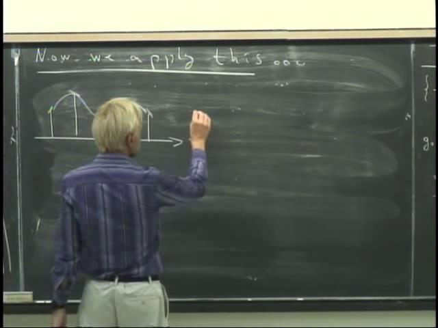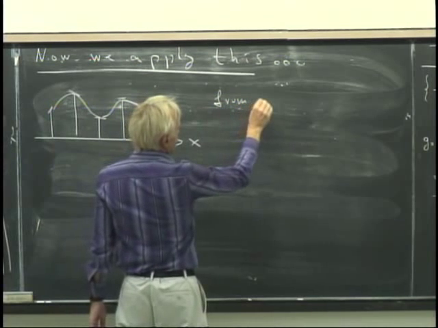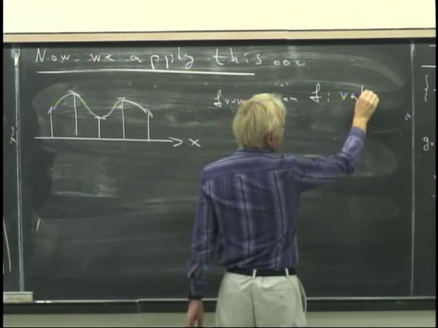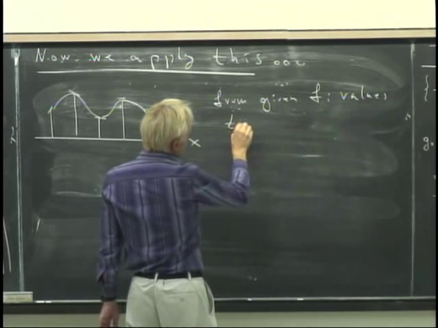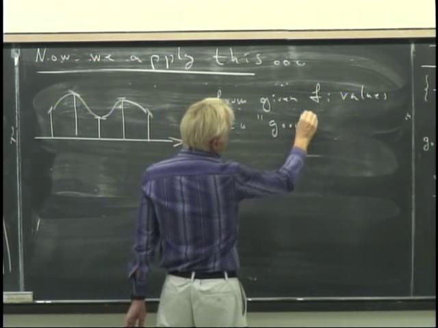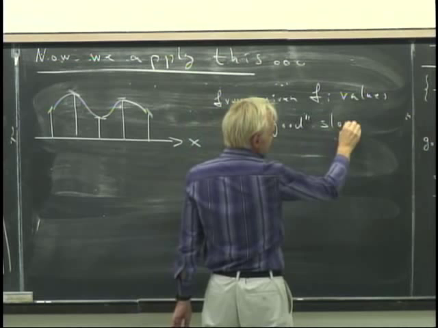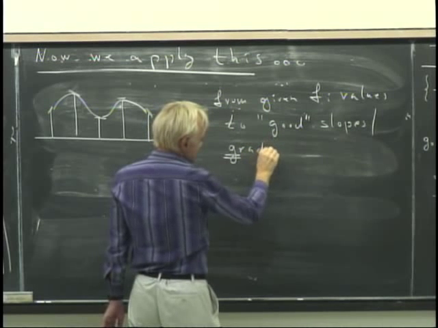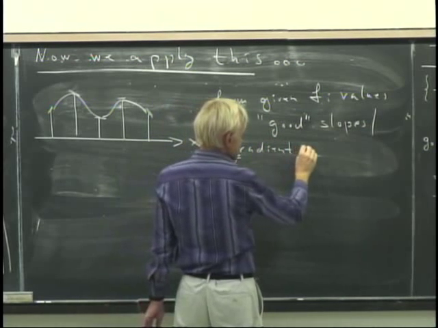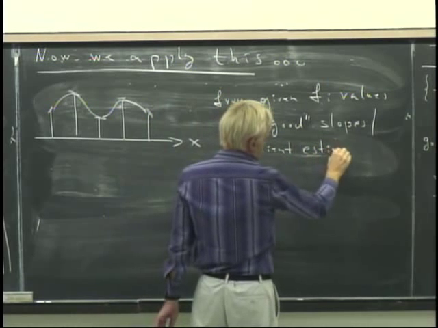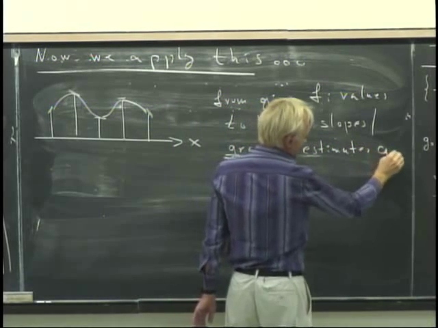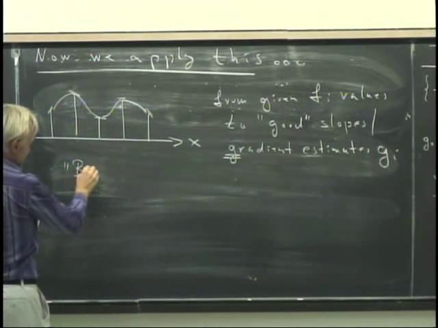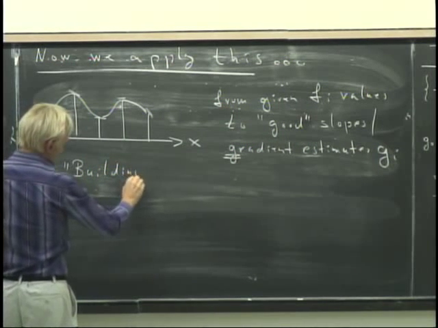Thus, from given f_i values to good slopes, or gradients, gradient estimates g_i. Again, we only need to understand the building block, how to do this.